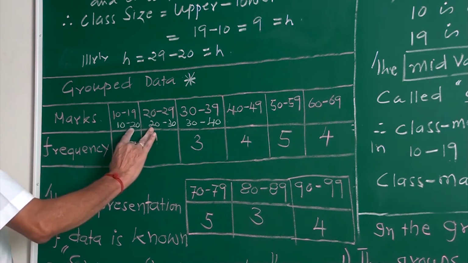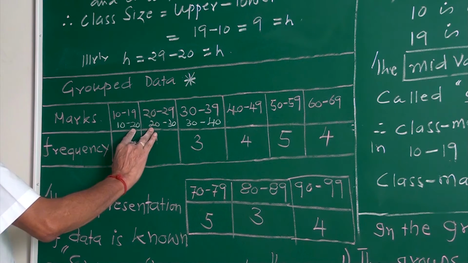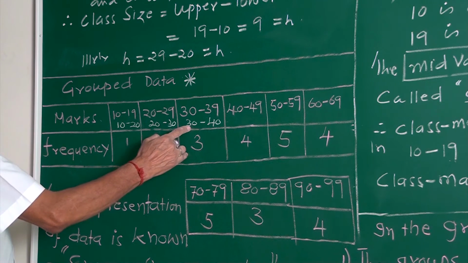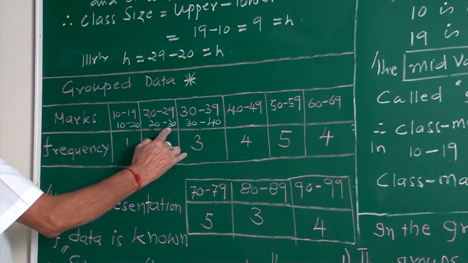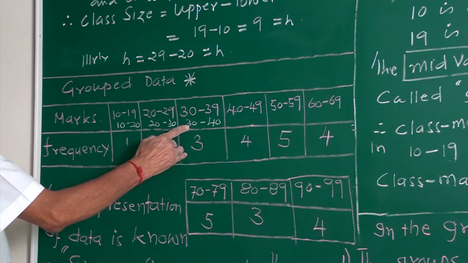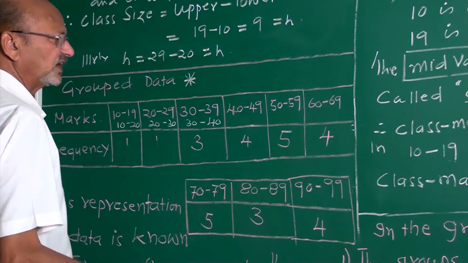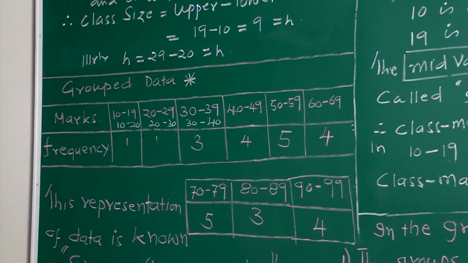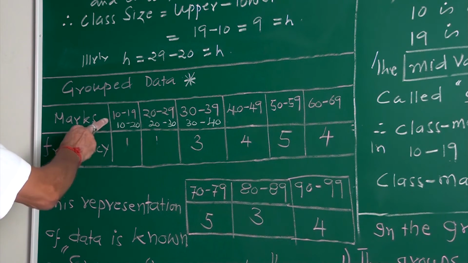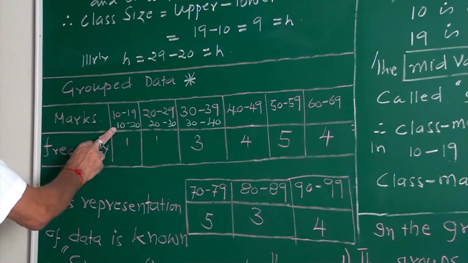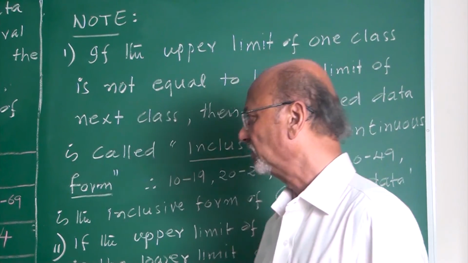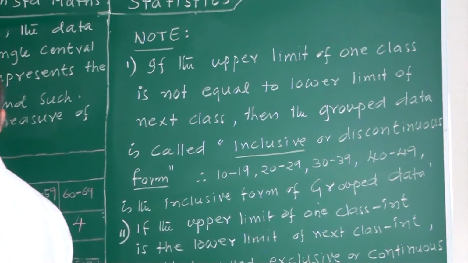In which the upper limit of the first interval is the same as the lower limit of the next interval. The upper limit of the second is the same as the lower limit of the next, like this, my friends. This is 30 to 40, this is 40 to 50, like that it comes, my friends.